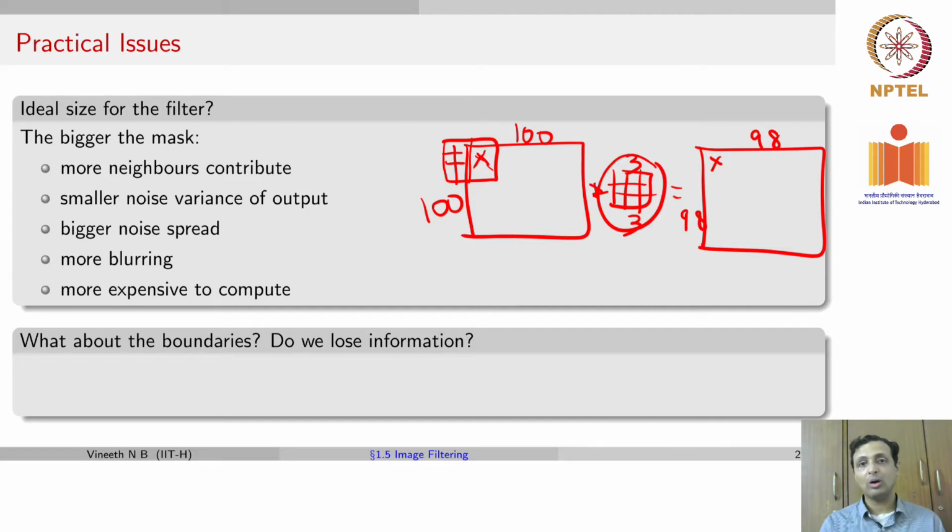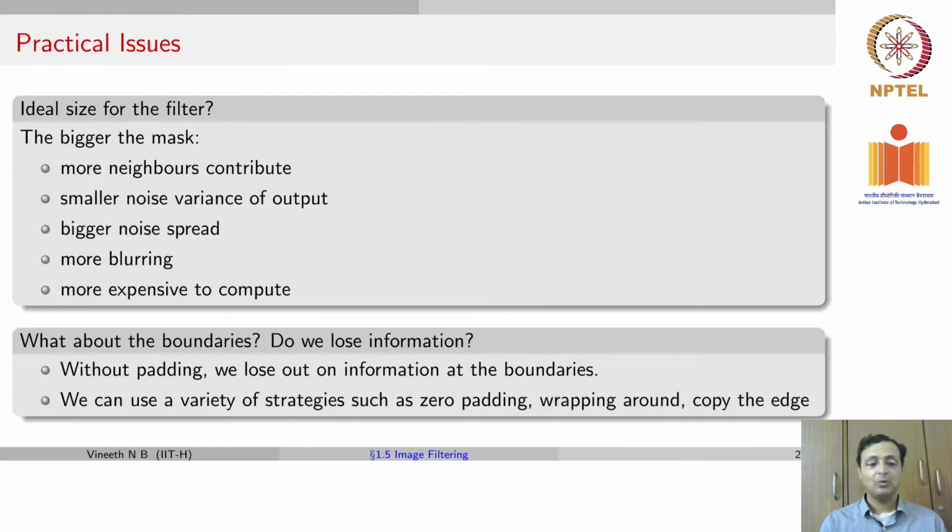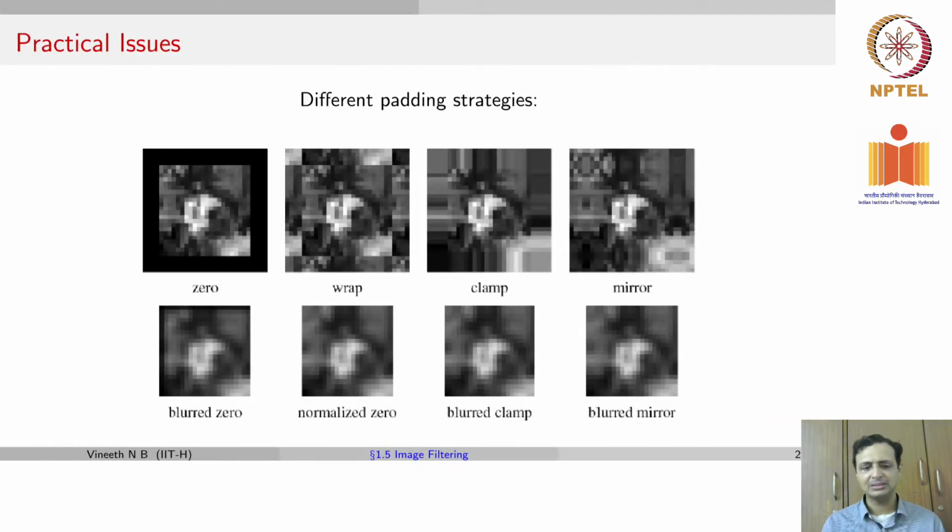What do we do if we want the output image to be the same size as the input image? We can do what is known as padding. Without padding, yes, we lose out information on the boundaries and the output image will be smaller than the input image depending on the size of the filter. But there are many strategies for padding your input image with certain values so that you don't lose that information. Let me show a few examples.